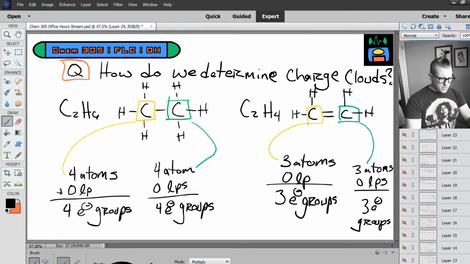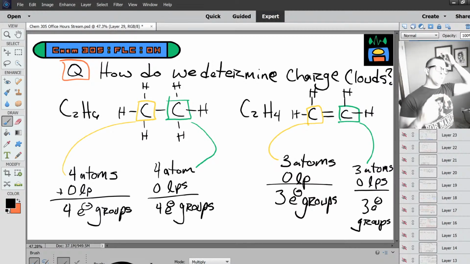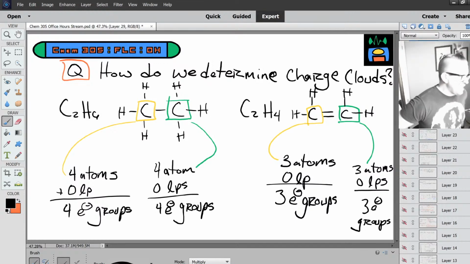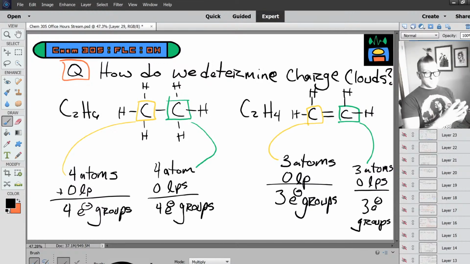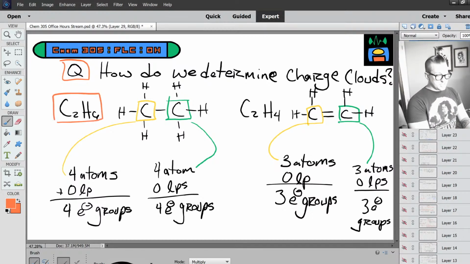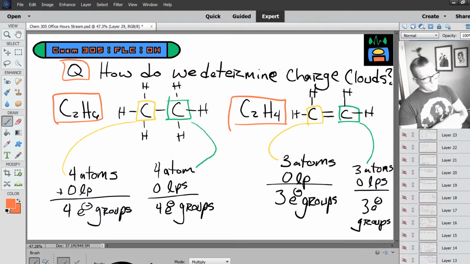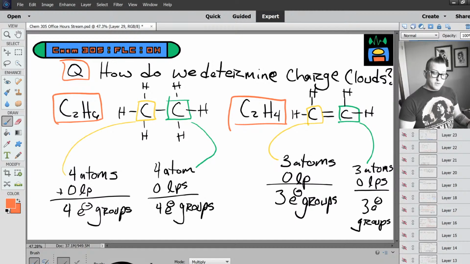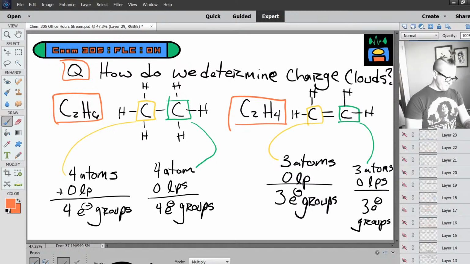Does this make sense though? When we talk about electron groups or electron clouds, those are only really useful when there's one central atom. But for molecules like C2H6 or C2H4, there is no central atom involved, and so talking about charge clouds or electron groups becomes less useful, less meaningful because of that.